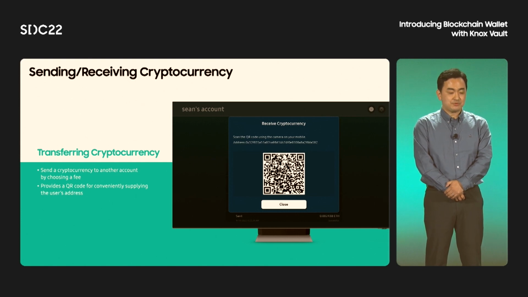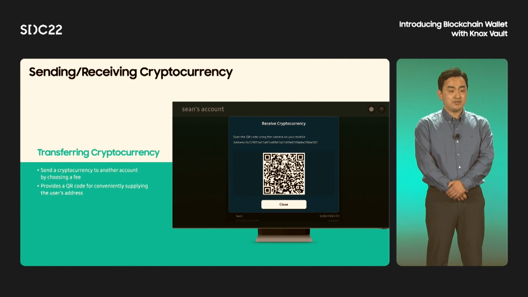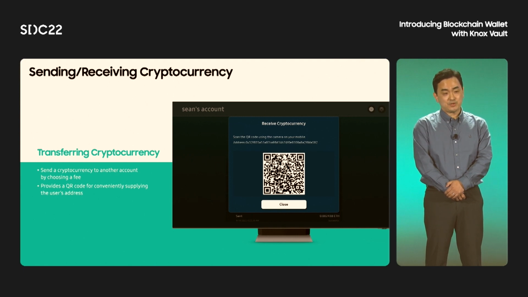To receive cryptocurrency from someone else, the users can provide their address directly or a QR code generated by blockchain wallet. By providing this QR code, a user with a blockchain wallet on a smartphone can quickly obtain the address without typing it.